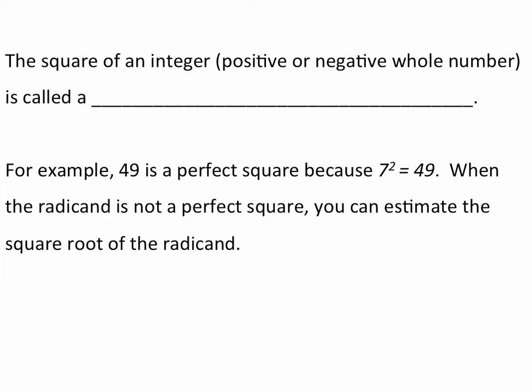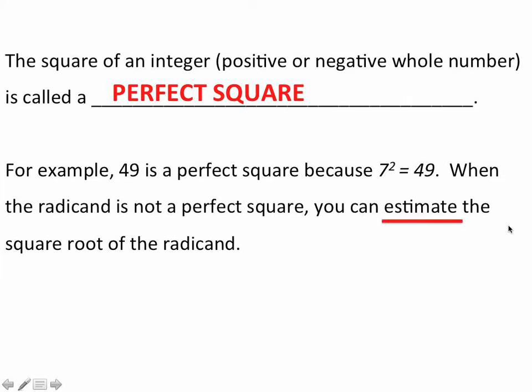All right, now that you're back, the square of an integer, positive or negative whole number, is called a perfect square. So when I take a number and I square it, it's called a perfect square. For example, 49 is a perfect square because 7 squared is 49. When the radicand is not a perfect square, you can estimate the square root of the radicand. So if I had 49 and I took the square root of it, I would get 7. 49 is a perfect square.